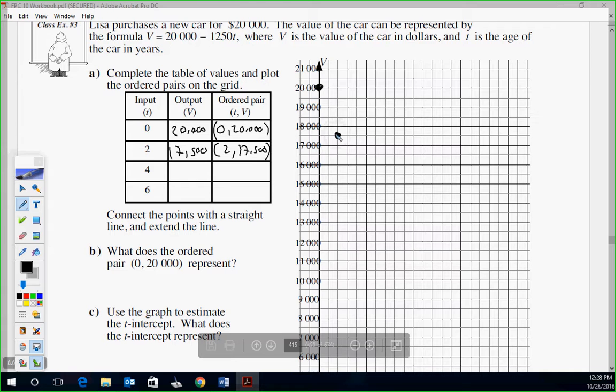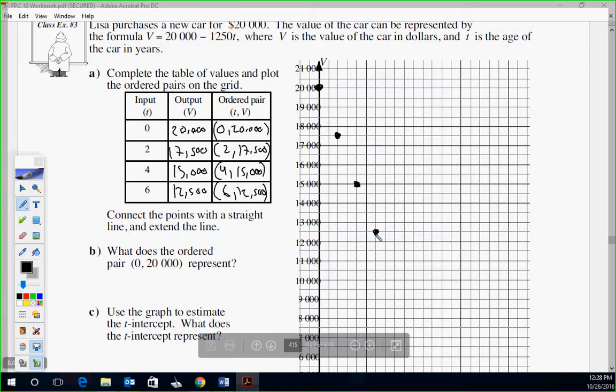Plug in 4. 2,500 times 2, so it'd be 5,000, right? So 15,000, yep. So we go to 4, 15,000, so (4, 15,000) right here. And then 6 would be, what's that, 12,500? You can kind of see the linear relationship there.